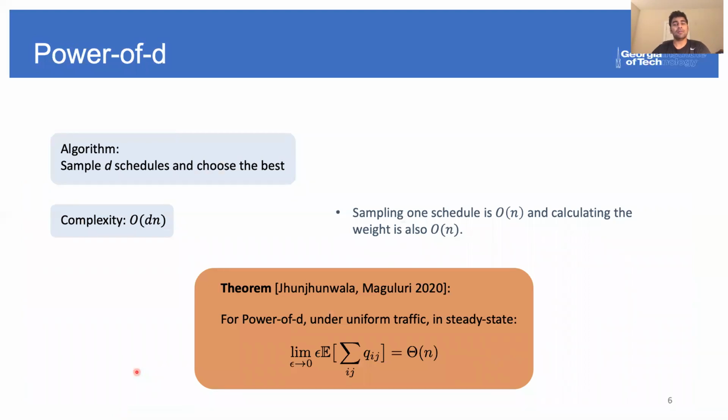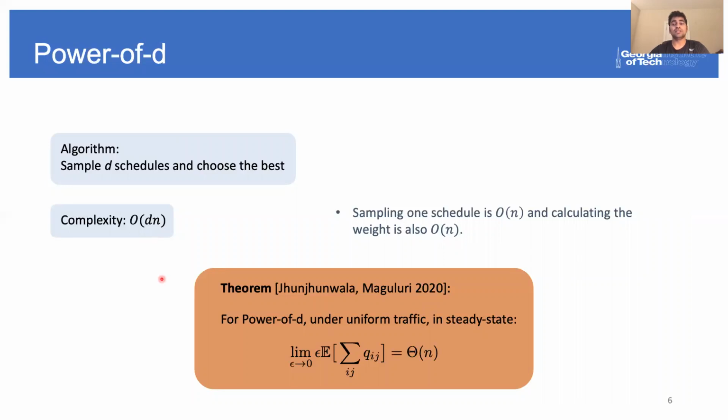The first algorithm is power of D. Power of D is a very simple algorithm. In every time slot, power of D samples exactly D schedules out of n factorial possible schedules and chooses the one with the highest weight. The time complexity of sampling one schedule is order n, and calculating its weight is also order n. And as we are doing it for D different schedules, the time complexity of the overall algorithm is order dn.